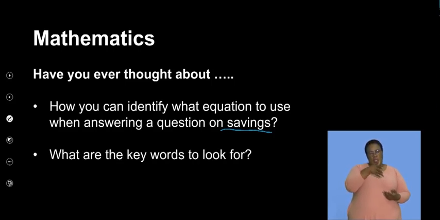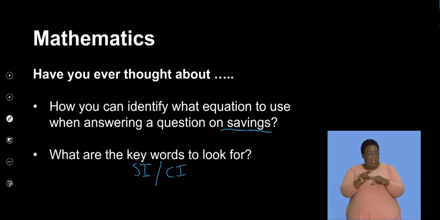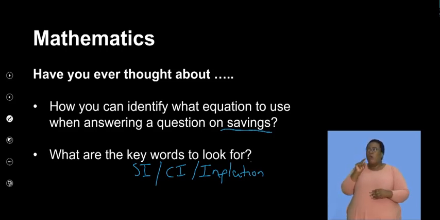Also, these keywords that we are looking for, what exactly are they? So for example, if they mention simple interest, does that give you a clue? When they mention compound interest, does that give you a clue? When they mention things like inflation, does that give you a clue as to what exactly you need to do? When they talk about things like the exchange rate, does that give you a clue on what exactly you will need to do there? So those are things that you just need to be thinking about when you are trying to answer questions that have to do with savings.